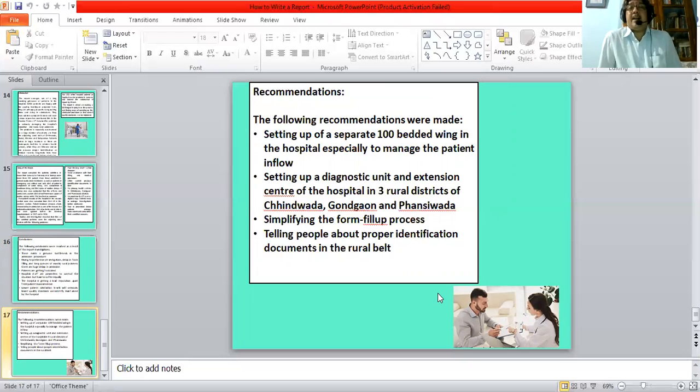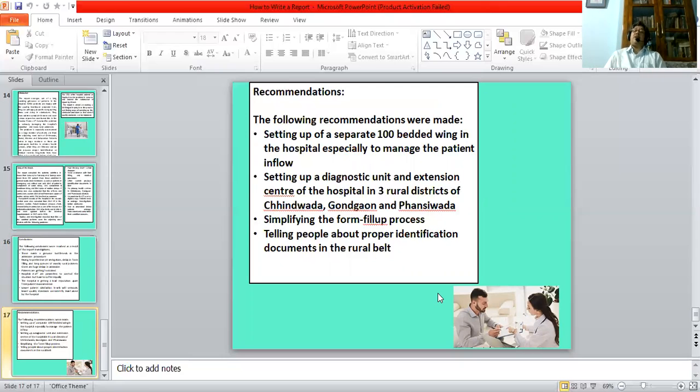Simplifying the form fill-up process. If they are neoliterate or illiterate people, filling in complicated and detailed forms is not viable for them. Make it a single page or simplify the number of questions that they have to answer. Tell the people about the proper documentation that they need and what documents they need to bring if they come to get somebody admitted. So these are certain recommendations which are made at the end of the report, geared towards giving us both short-term and long-term solutions for these problems in patient admission. So this is a sample problem-based report which I wanted to share with you to show the writing process and the format that is followed in the writing of the report.